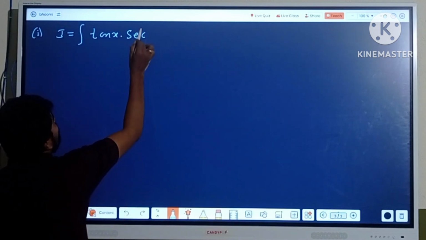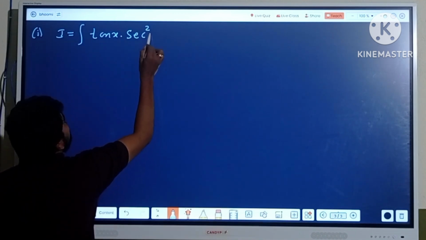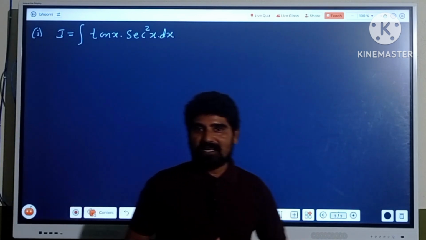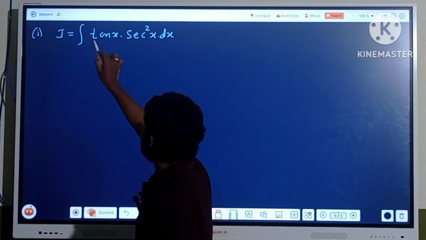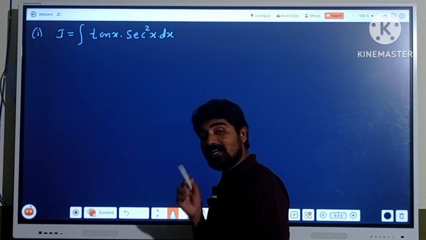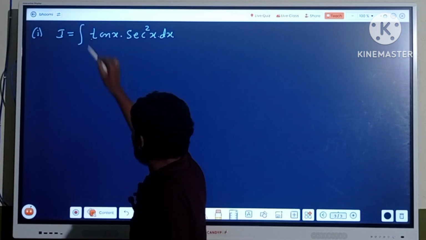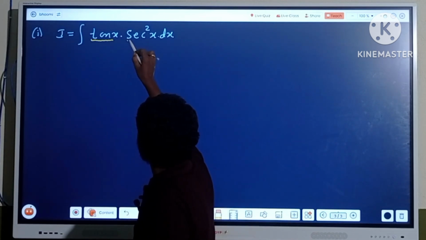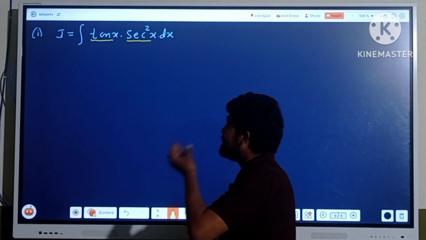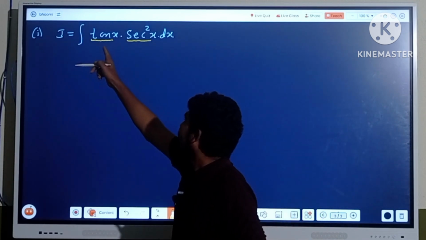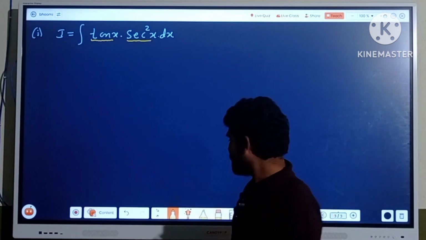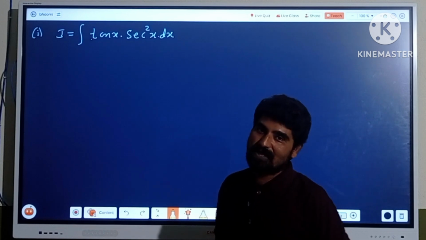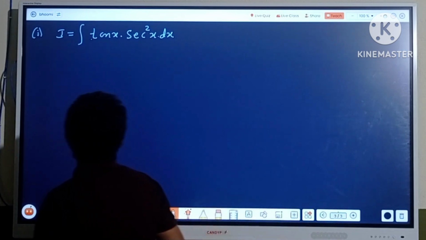Integrate I = integration of tan x into sec square x dx. Observe the integrand here, tan x into sec square x, and we know that the derivative of tan x is sec square x. Therefore, this integrand consists of tan x and its derivative. So it means this integral problem is definitely solved by using the substitution method.